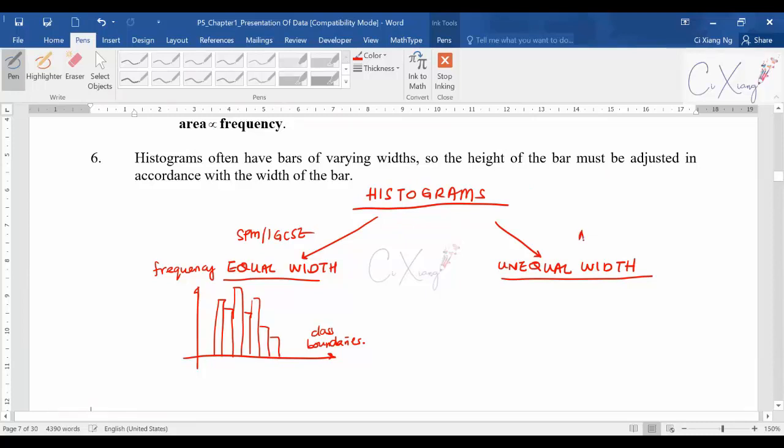And then for A-level, they actually prefer to ask students about the unequal width histogram. So what is the meaning of unequal width histogram? Unequal width histogram means that the bars do not always have the same width.